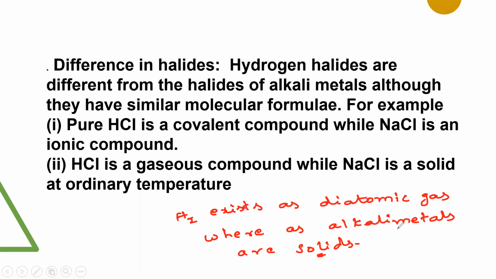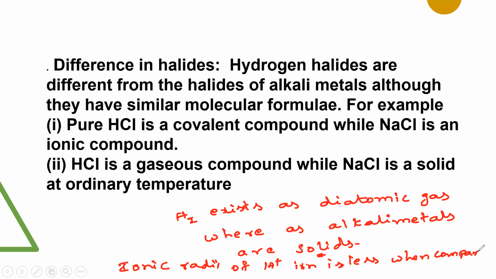And the ionic radii of the H plus ion is less when compared to alkali metals. So these are the main differences of alkali metals with hydrogen.